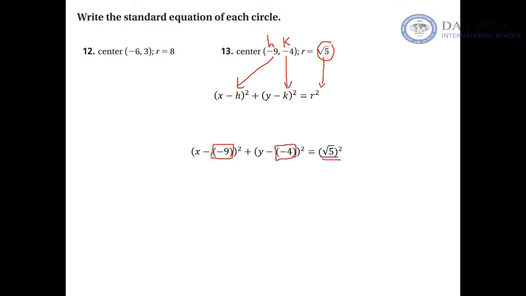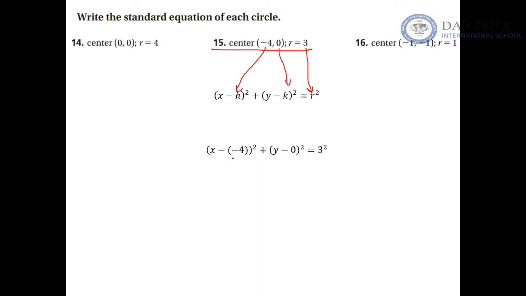So what do I have to simplify? I have two minuses that are going to be simplified into a plus. I have two minuses here also that we are going to simplify into a plus. And radical 5 squared, the square cancels the radical in this case, and I will have only 5. So the equation is (x plus 9) squared plus (y plus 4) squared equals 5.